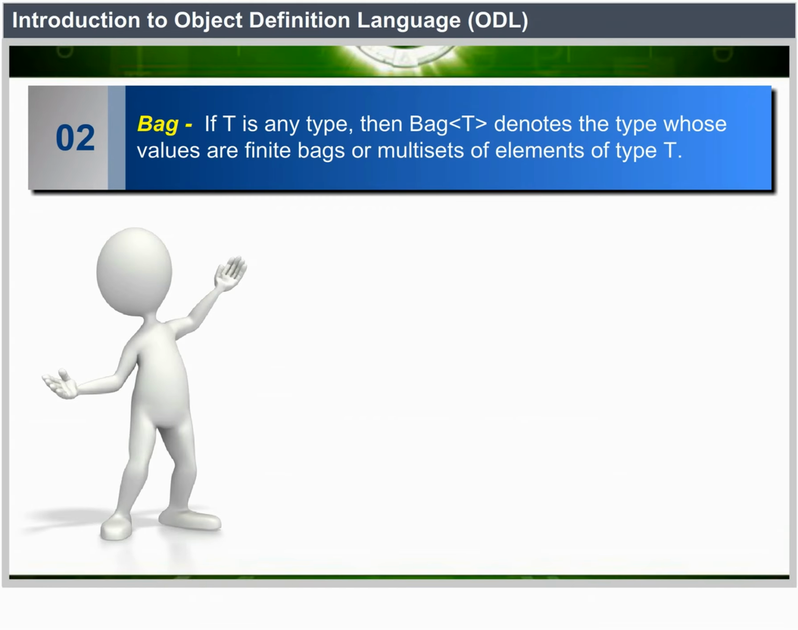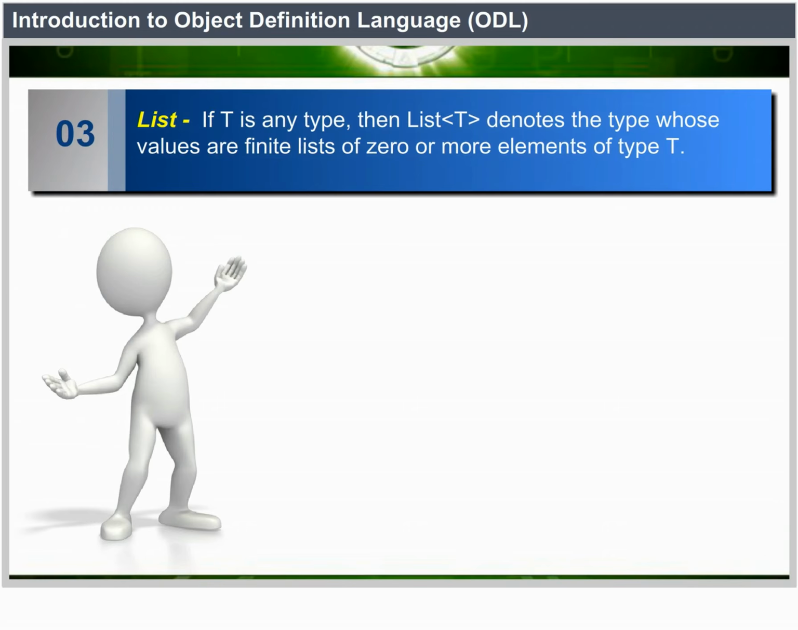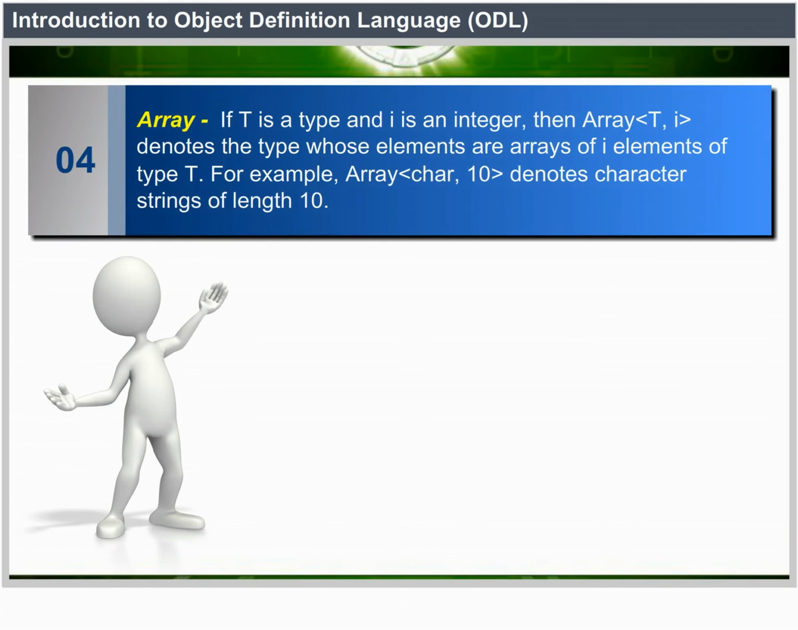List. If T is any type, then list T denotes the type whose values are finite lists of 0 or more elements of type T. Array. If T is a type and I is an integer, then array T, I denotes the type whose elements are arrays of I elements of type T. For example, array character, 10 denotes character strings of length 10.